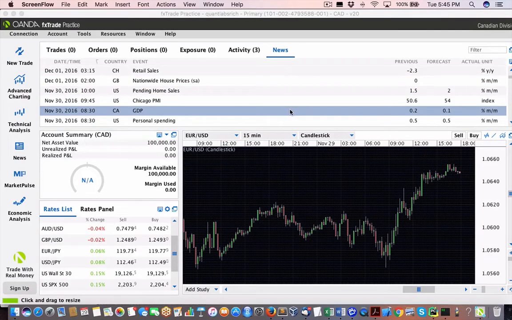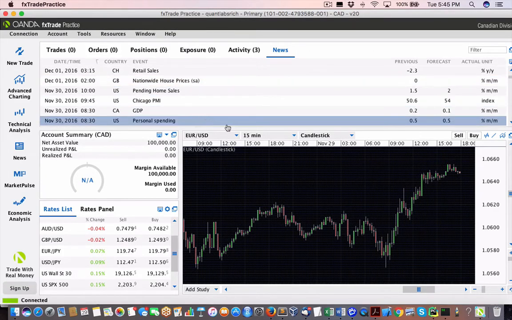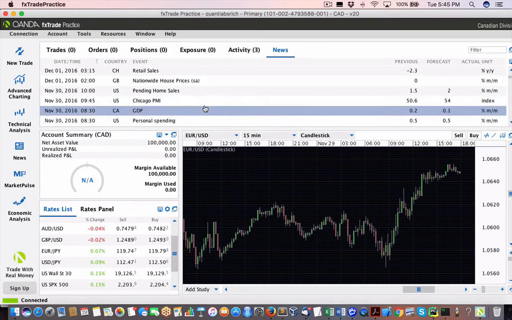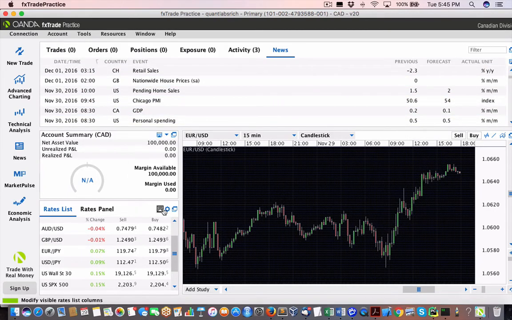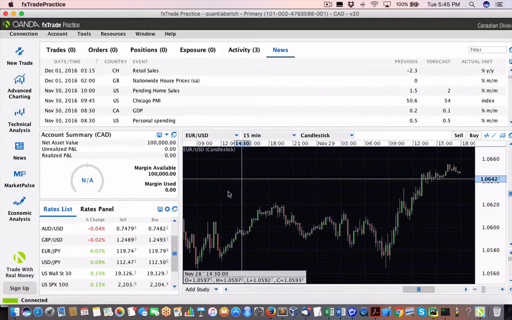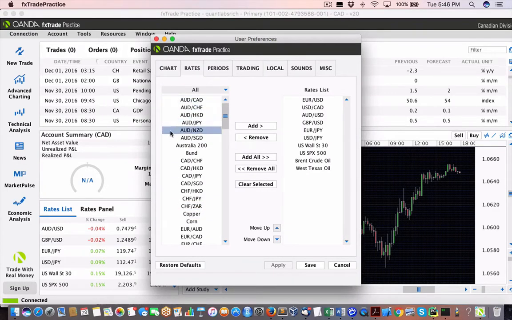Okay, so today what you're looking at is the Oanda FX Trade Practice software that's downloaded on my Mac. Basically, I just wanted to give you a little walkthrough tour of what this software does. Now, I'm not going to get too deep into it, but the real one I wanted to show was the availability of what you can trade through Oanda.